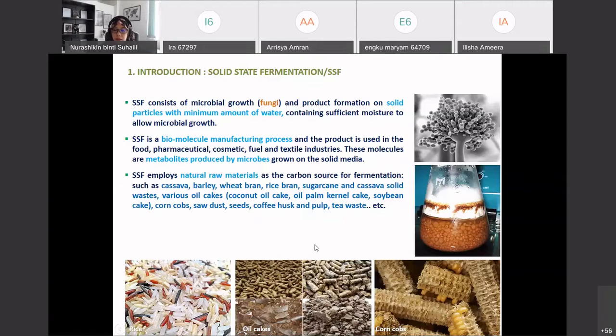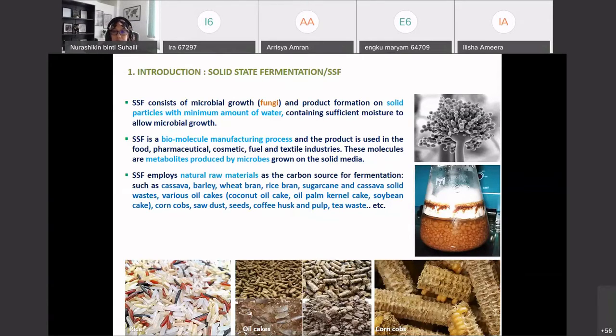Before this, we talked about how liquid fermentation can produce a lot of products that are used in various industries like food, pharmaceutical, fuel, right? And even textile for the enzymes. It's a similar thing because SSF in general is a fermentation. It can generate a product at the end, and the products can be used in various applications in various industries. And I think these molecules are metabolites produced by microbes grown on the solid media.